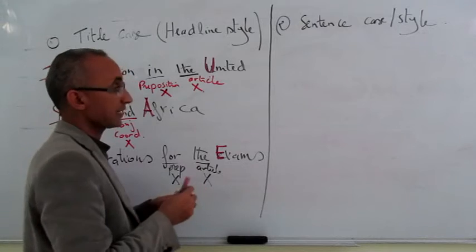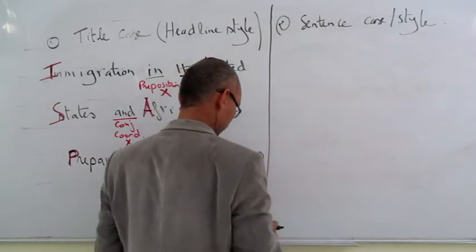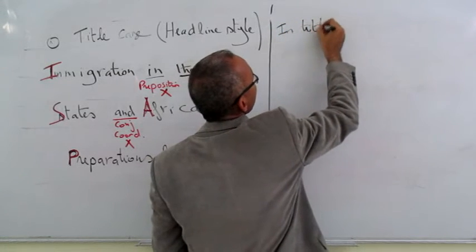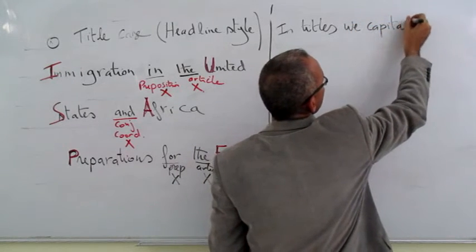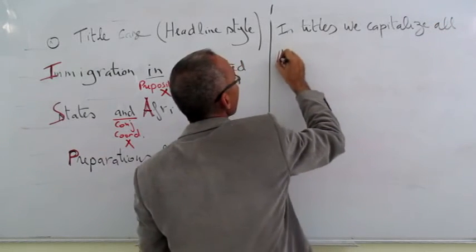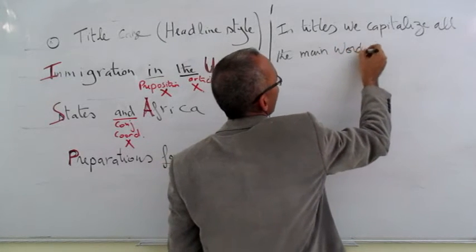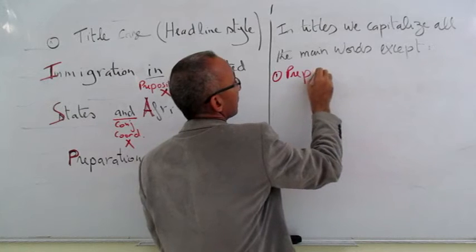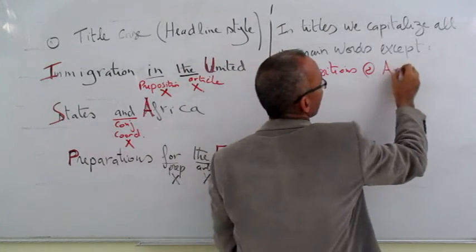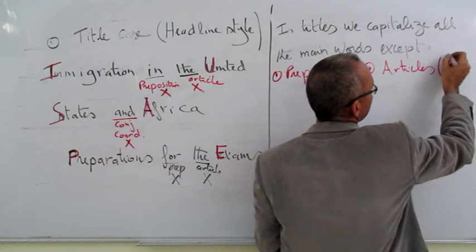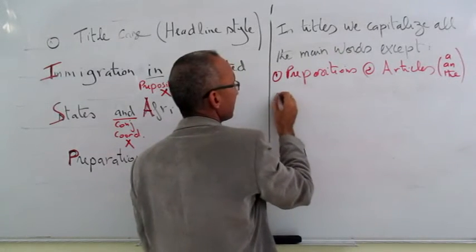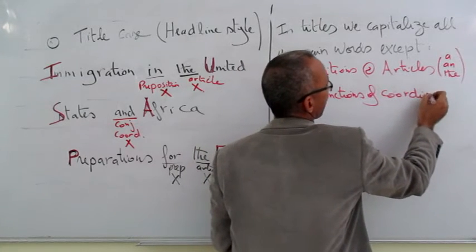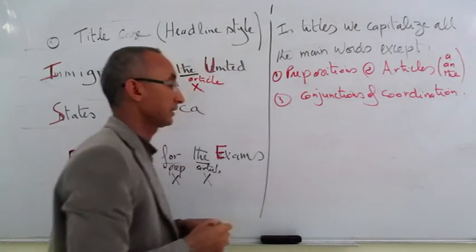So, we said in titles we capitalize the main words except, number one, prepositions. Number two, articles. Clear? I mean a, an, or the. And number three, we have what? Conjunctions of coordination. It means the conjunctions of subordination should also be capitalized. Clear? Should be also capitalized.